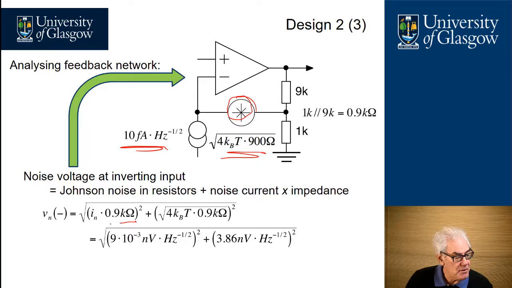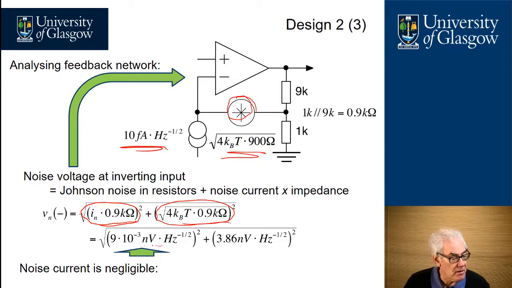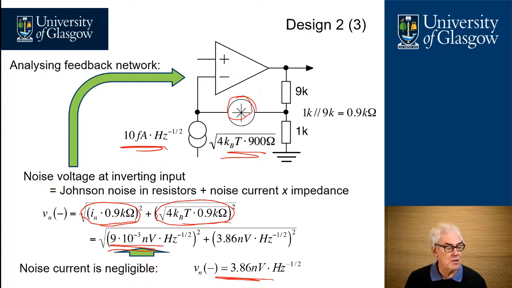So calculating that out, we have this term here, which is dependent on the noise current flowing into the 900 ohm parallel resistance, and we have here the thermal noise, the Johnson noise, attributed to the 900 ohm resistor. And working that through the equations, we can find out that when we do the noise current effect, this part of the equation here is so small we could ignore it. What we're really interested in is noise is dominated by the feedback resistor, which is equal to 3.86 nanovolts per root hertz.